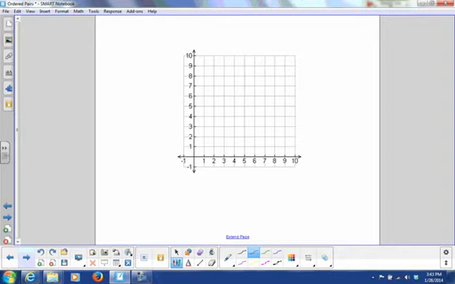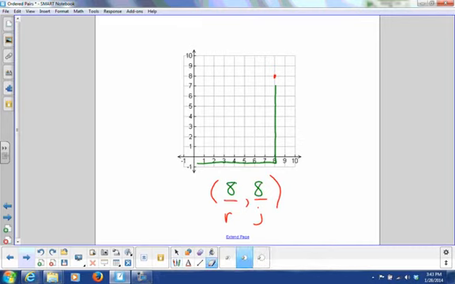Okay, how about this point over here? What's my point right there? On your notebook, go ahead and solve that. Remember, this is my run. This is my jump. Okay, I'm going to run all the way over to the 8, it looks like, and then I'm going to jump up to the 8. So my coordinate then would be 8 and 8.